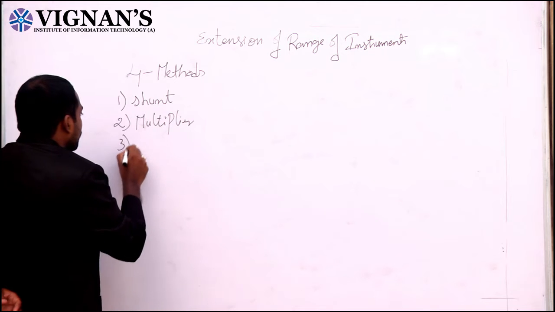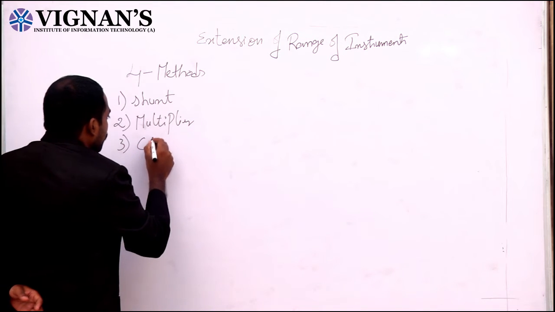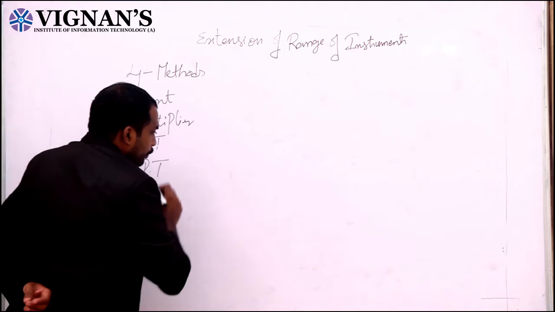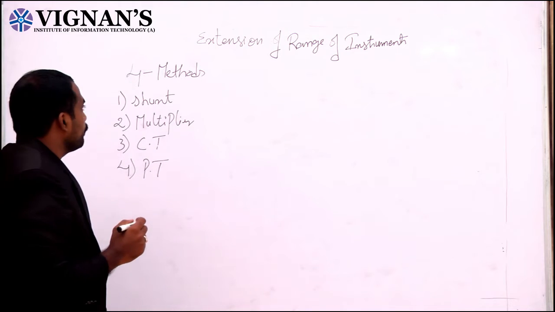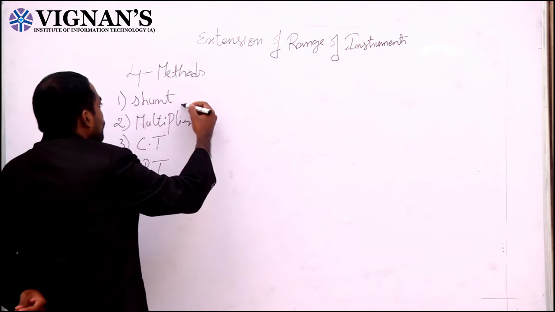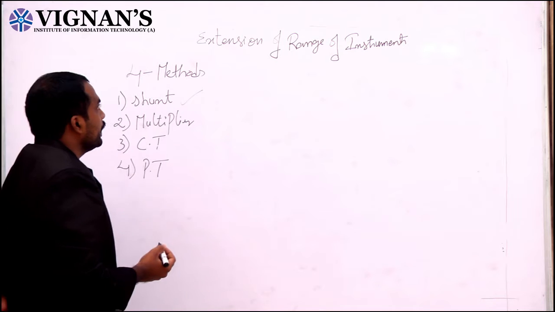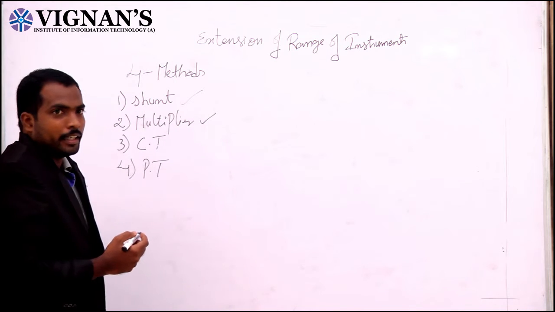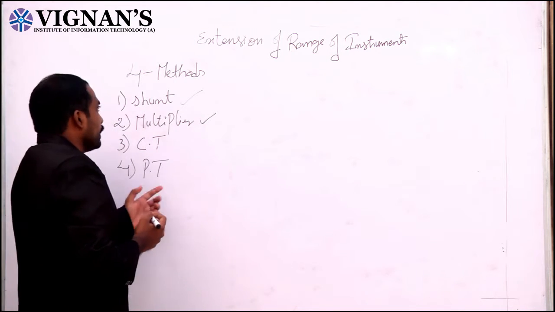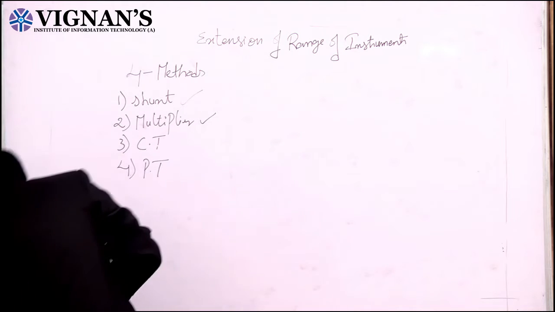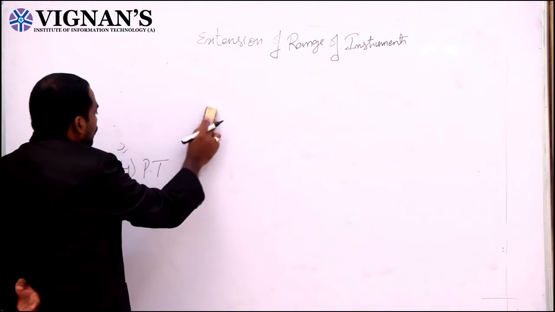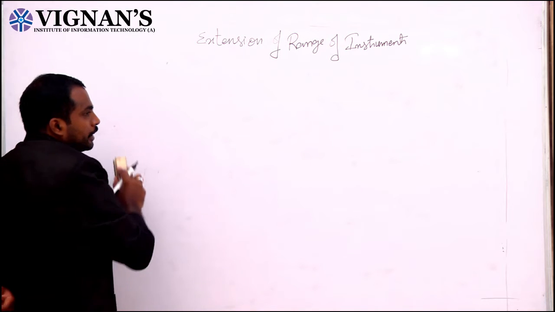The third one is the current transformer, and the fourth one is the potential transformer. In this lecture we are mainly concentrating on shunt type range extension and multiplier type meter extension. We will discuss the extension of the ammeter with the placement of shunt.